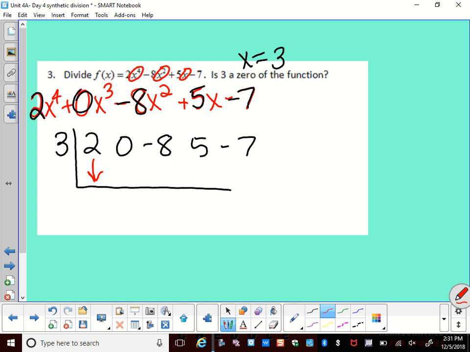I pull down my first number, and I get 2. I multiply going diagonally. 2 times 3 is 6. I add going down, I get 6. 6 times 3 is 18. I add going down, so negative 8 plus 18. I get 10. 10 times 3 is 30. I add going down, I get 35.